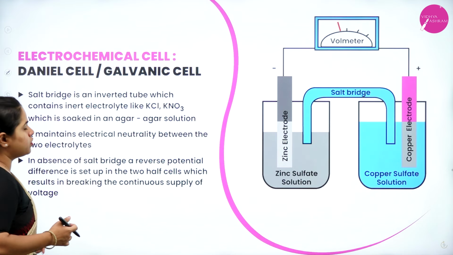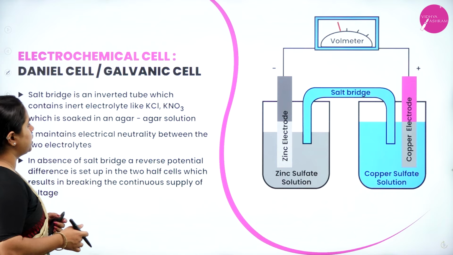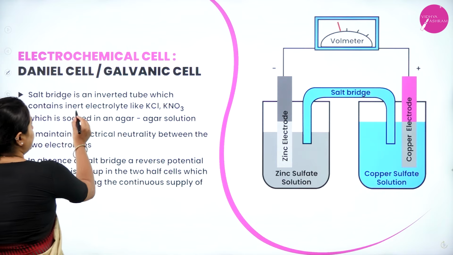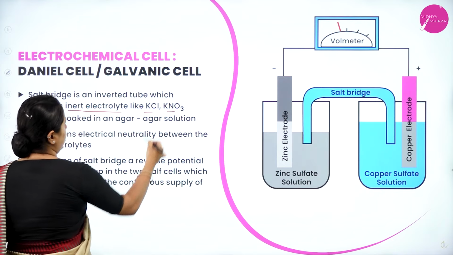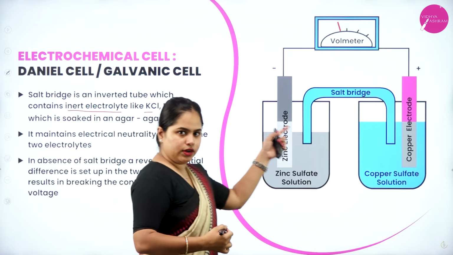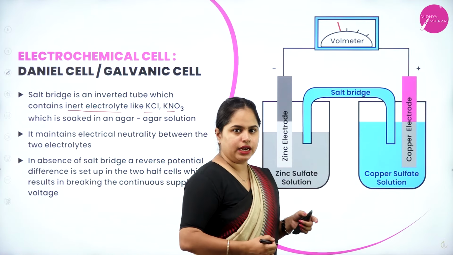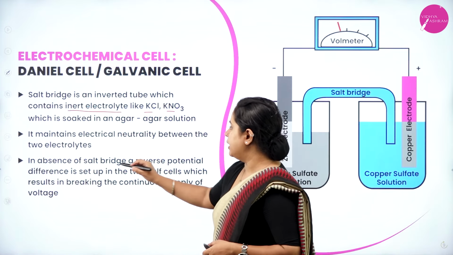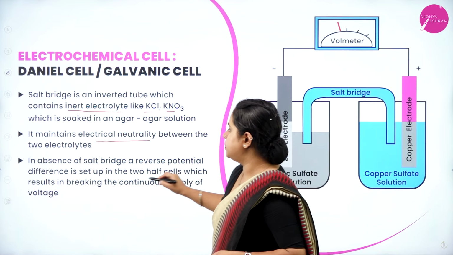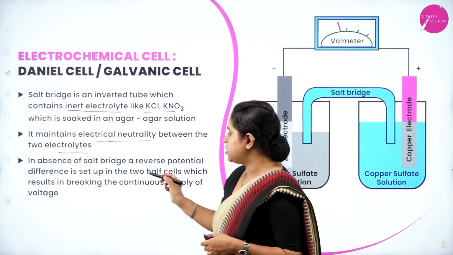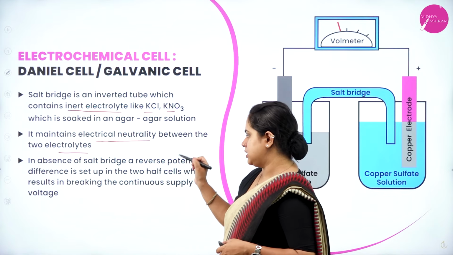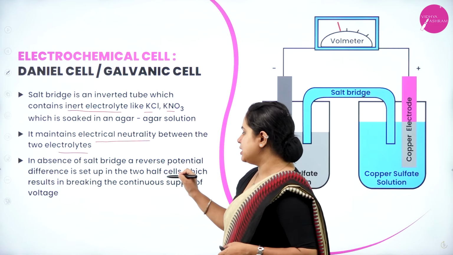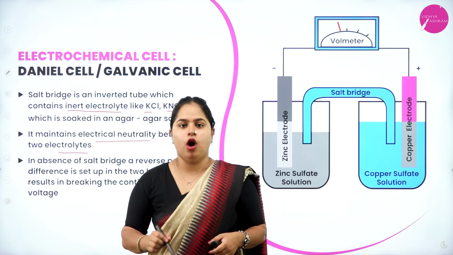Now what is the use of the salt bridge? Let us see. A salt bridge is an inverted tube which contains an inert electrolyte like KCl or KNO3, right? It maintains electrical neutrality between the two electrolytes. In the absence of a salt bridge, a reverse potential difference is set up in the half cells, which results in breaking the continuous supply of voltage.